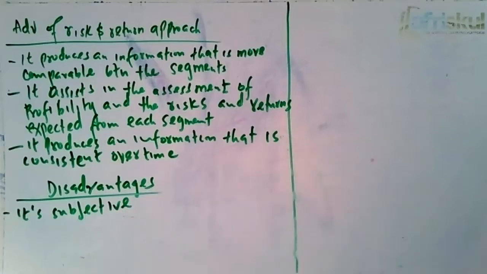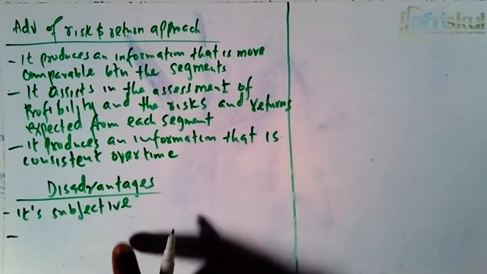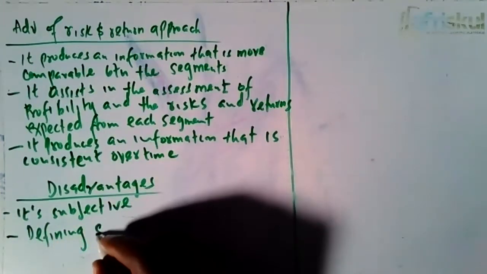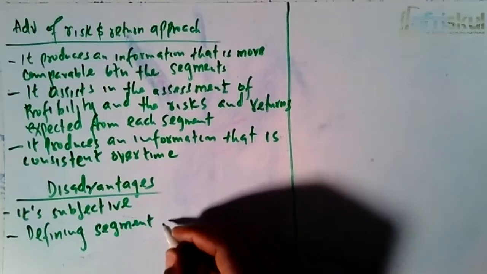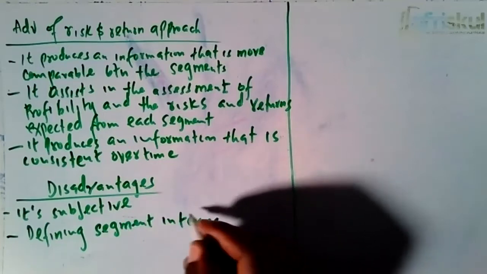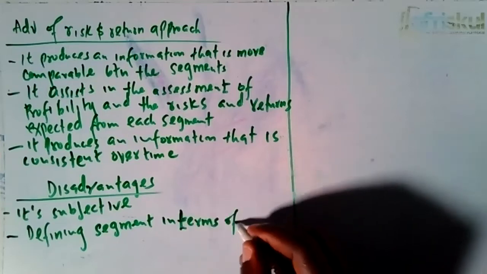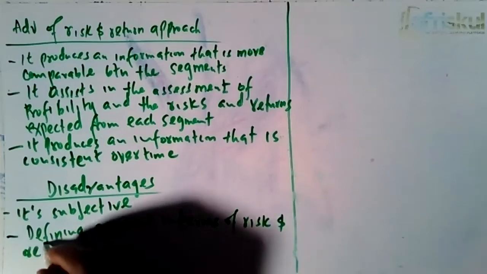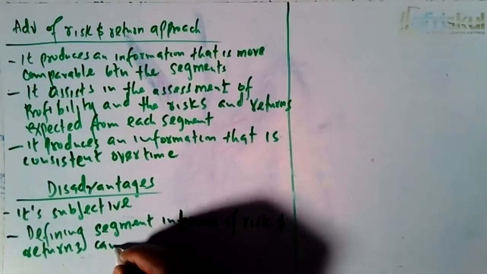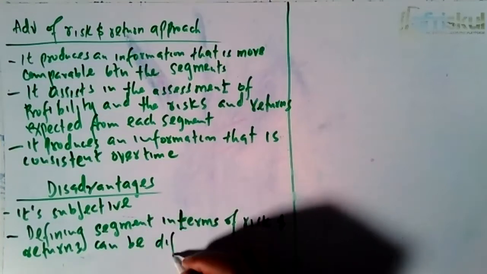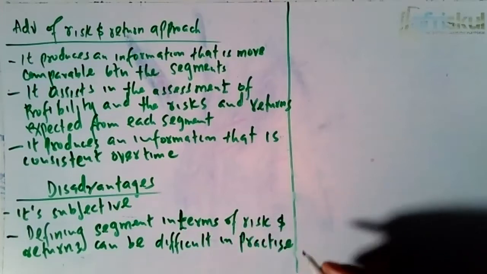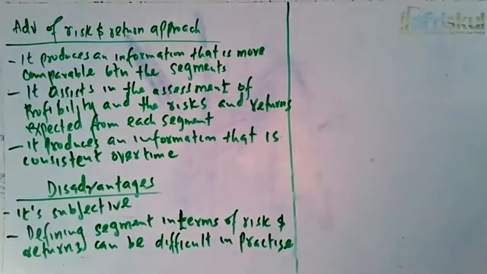That is, when we say it is subjective, it requires some mathematical computations. The next one is defining segments in terms of risk and return, which can be difficult in practice. So this was all about the risk and return approach.